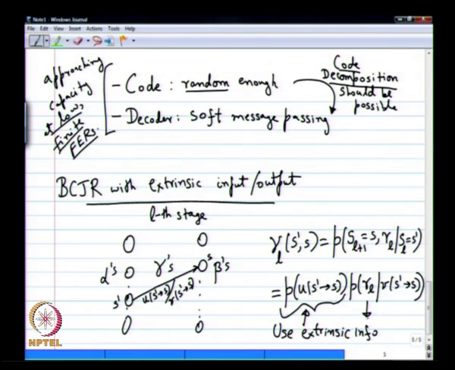And clearly the second part here does not use any extrinsic information; it uses only channel values. And the first part is where we have to really use the prior information. So how do we do this? It's not too hard to imagine how you can do this.